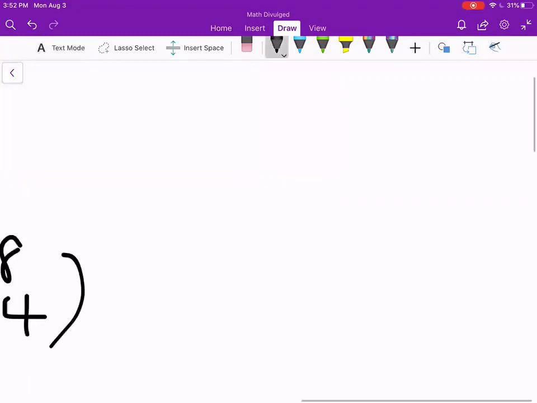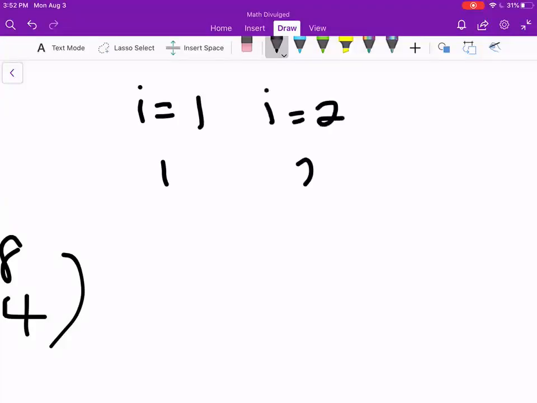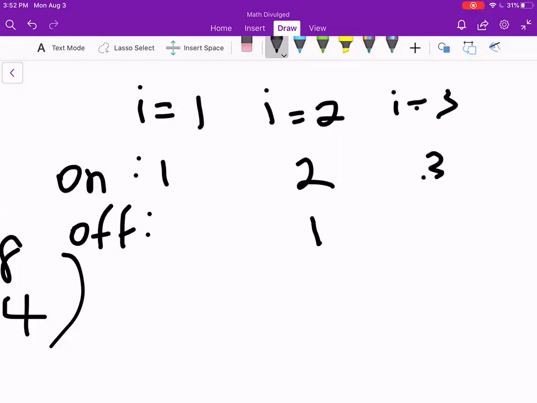So for case 1, i equals 1, person 1 is going to be on the committee, and everyone else can be on the committee because there's no one lower than them. For case i equals 2, person 2 will be on the committee, but person 1 will not be on the committee because 1 is less than 2. For i equals 3, person 3 will be on the committee. People 1 and 2 will definitely not be on the committee.